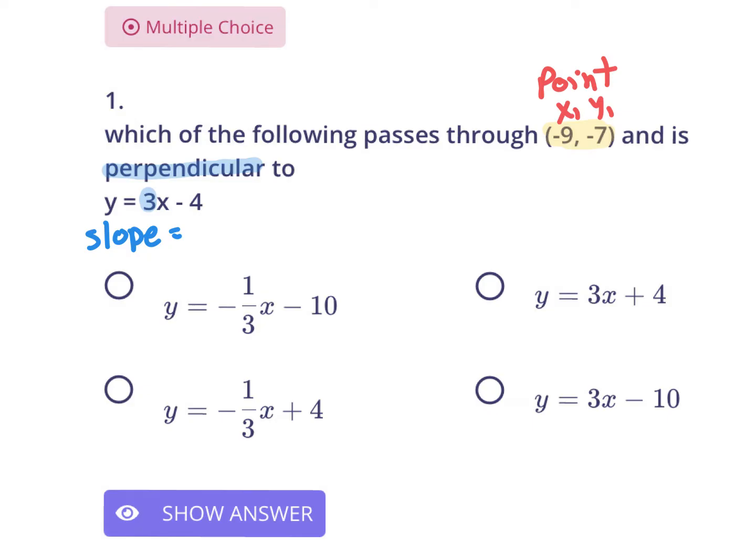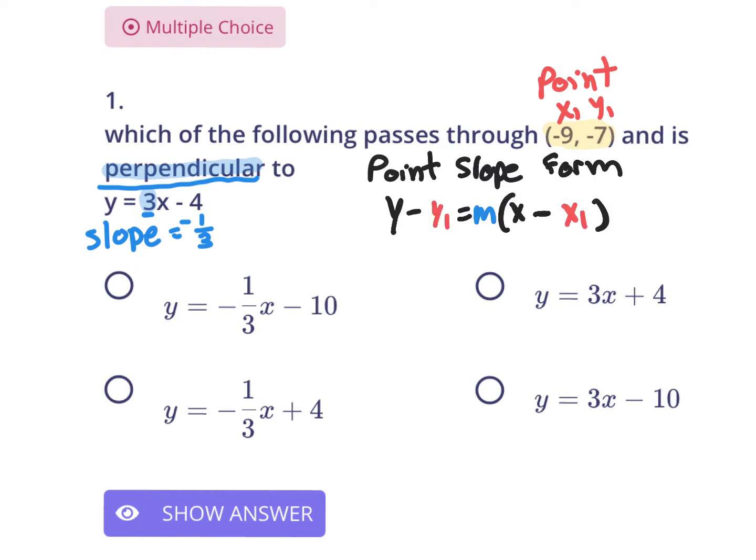Because perpendicular means that you got to look at this slope and think the opposite reciprocal. So if it's a +3, you're going to change it to a negative, and whatever fraction it is, you flip it. So it's going to be a -1/3. So the slope is -1/3. So now we know the slope, now we know the point, which means we could write it in point-slope form.